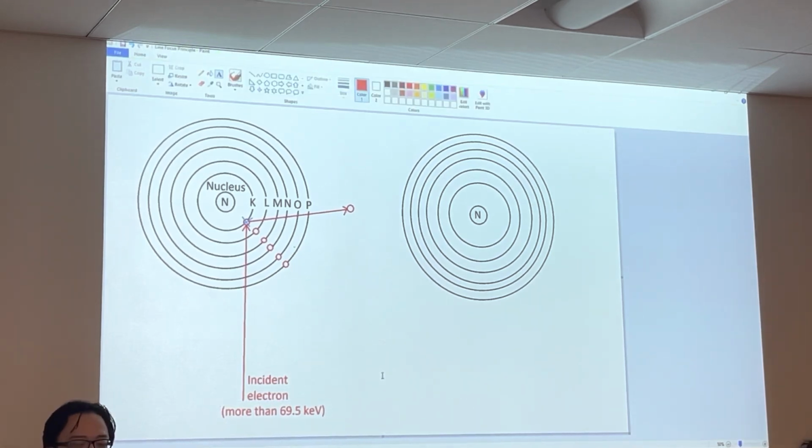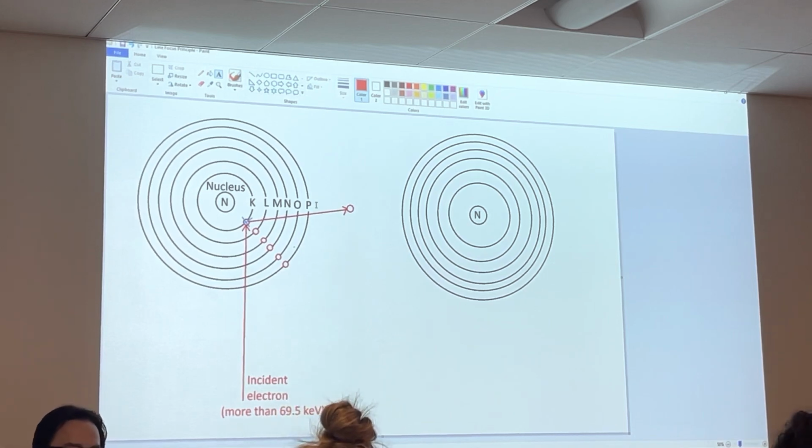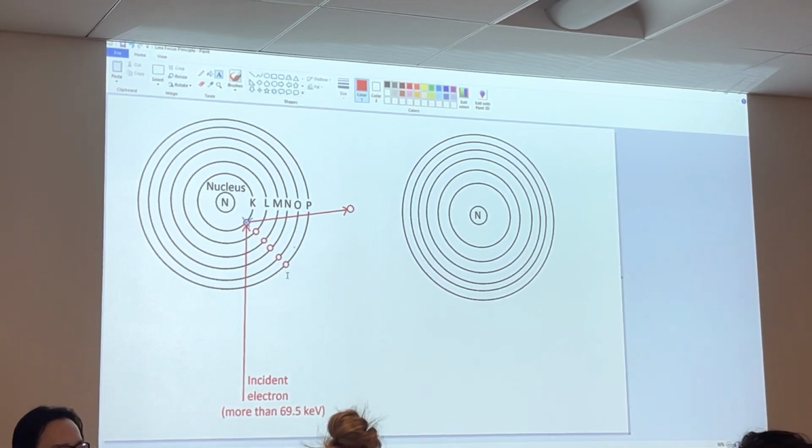If you're gonna memorize a number, make sure you memorize that number. There are a lot of numbers to memorize. That's true. Okay, why? Because this is the binding energy of the K shell, right? Okay, good. So, now that this electron is gone, what happens?